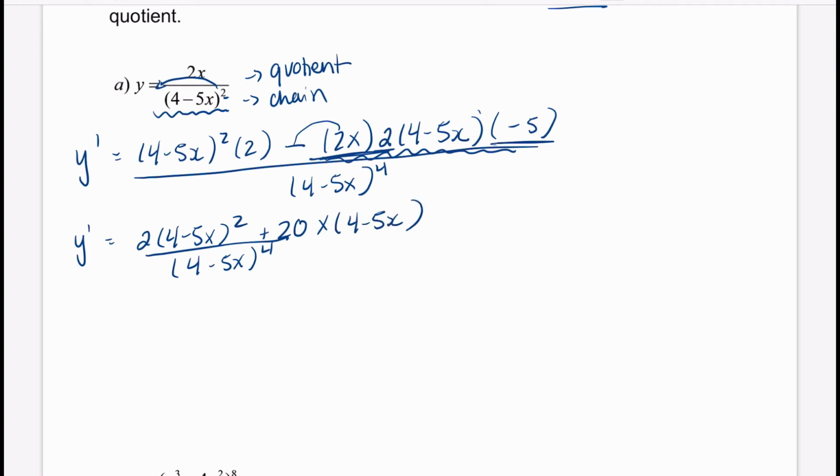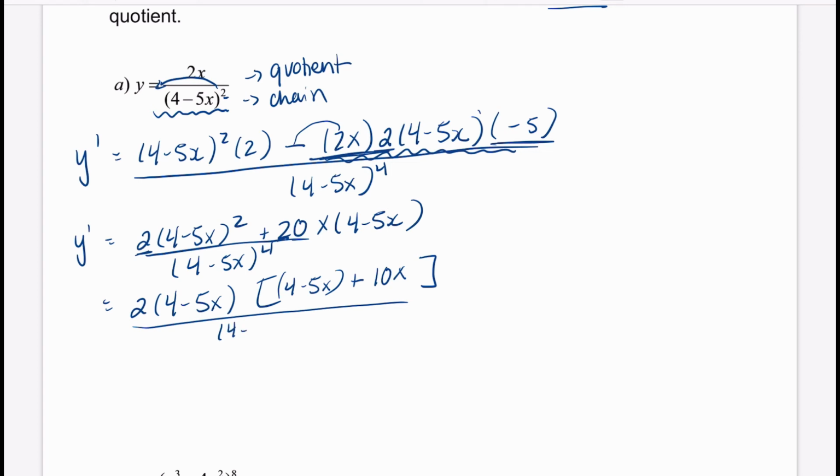So if I look at this, I do have a GCF between the both of them. I notice that I have a 2 that they both can go in. And I also have a 4 minus 5x. So left behind for my first one would be 4 subtract 5x plus 10x. So this is still divided by 4 minus 5x to the power of 4.